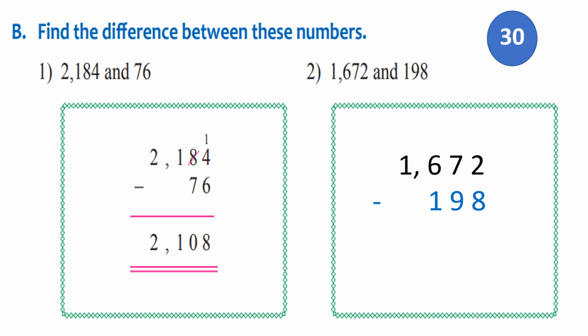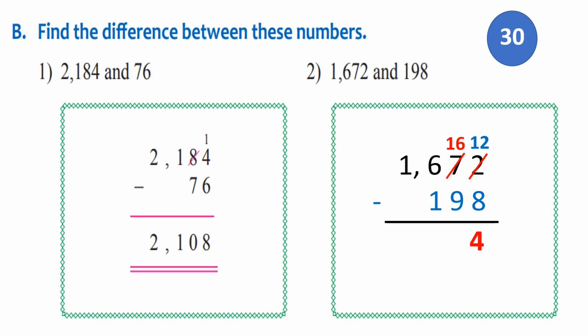1672 minus 198. Okay, first you subtract the first number here, 2 minus 8, the ones place. 2 minus 8 cannot be, you borrow from tens. 2 becomes 12, and then minus 8, this is 4. Correct, students? Now 7, this one you change to 6.